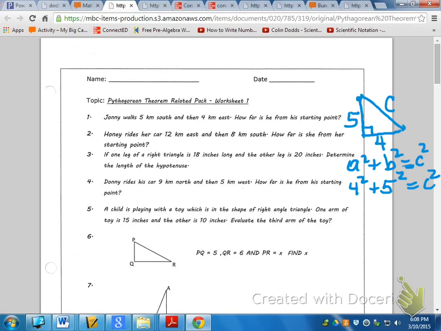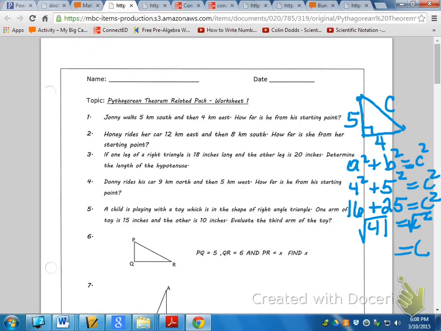So I go ahead and square them. 4 squared is 16. 5 squared is 25. And there's c squared. Now I must add 16 plus 25. That would be 41 equals c squared. Now he's not 41 kilometers from his starting point. Remember, that is c squared. So we must square root the 41 to get c.